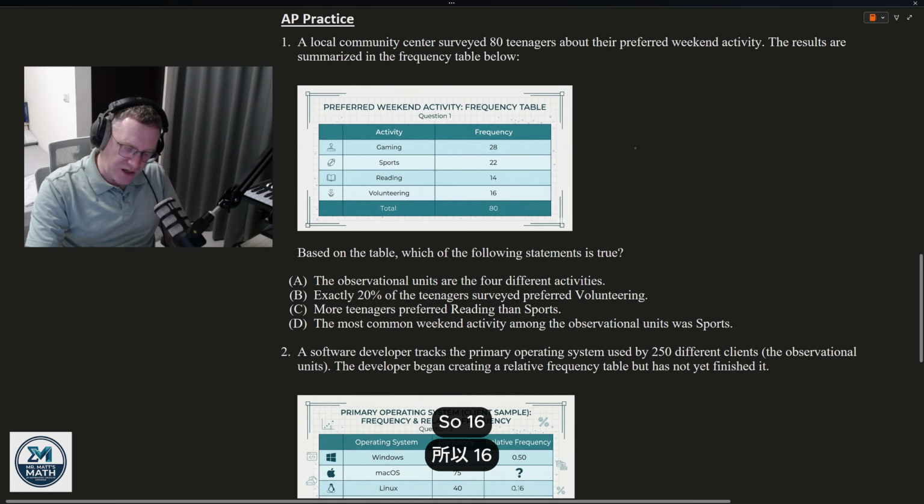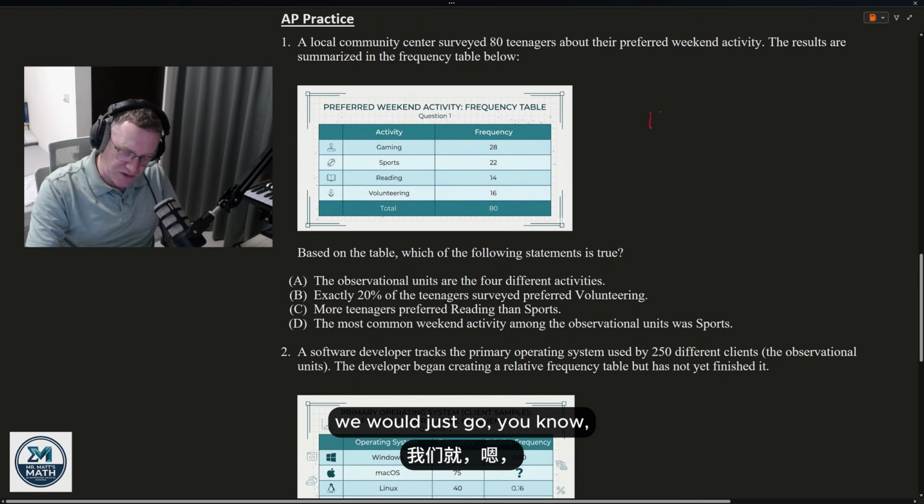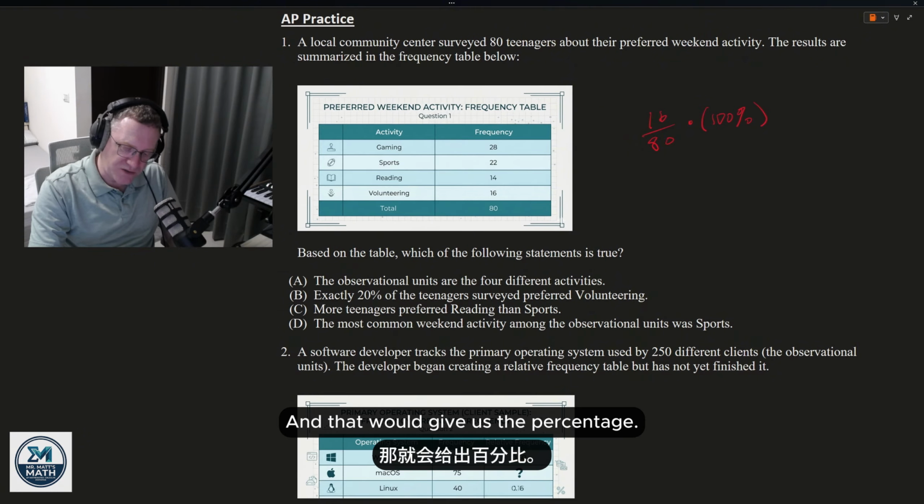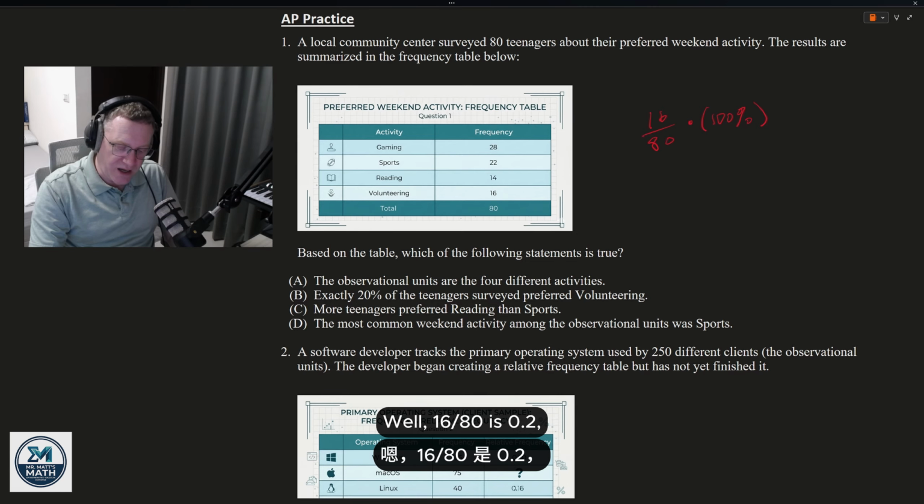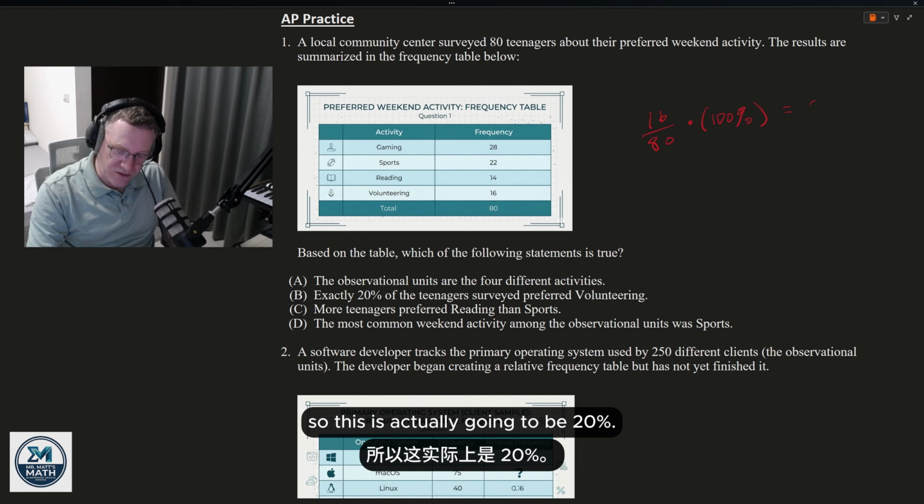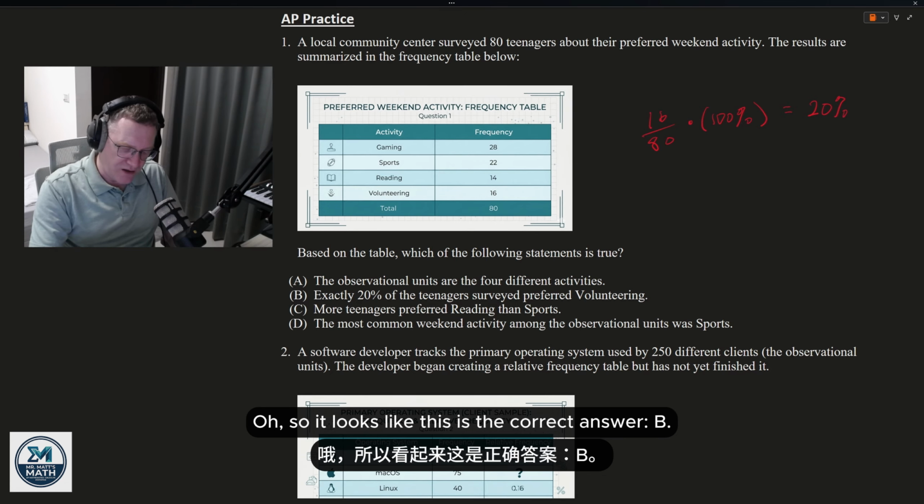All right, so 16, if we want to figure out what percentage that is, we would just go 16 divided by the total number, 80, and then we would multiply that by 100%, and that would give us the percentage. Well, 16 divided by 80 is 0.2. So this is actually going to be 20%. Oh, so it looks like this is the correct answer, B.